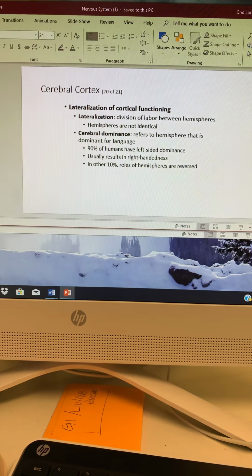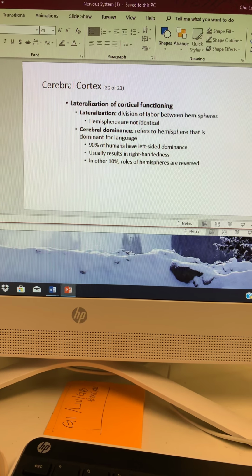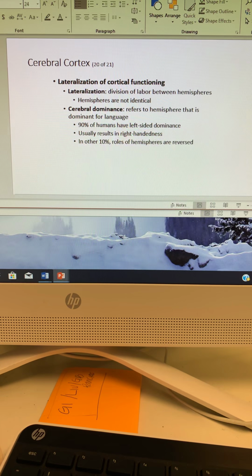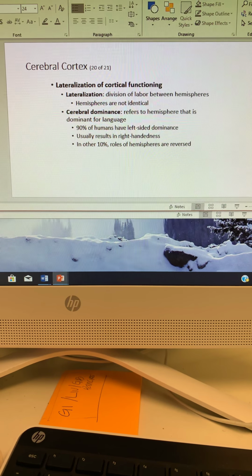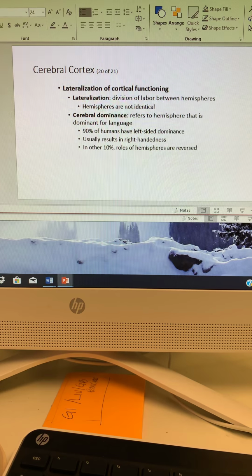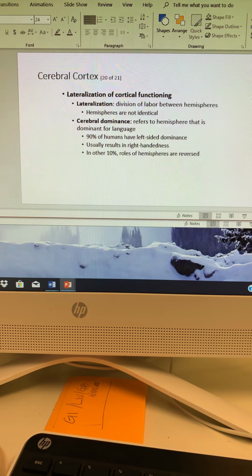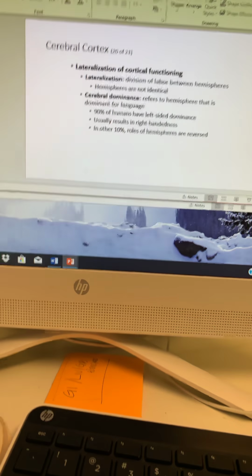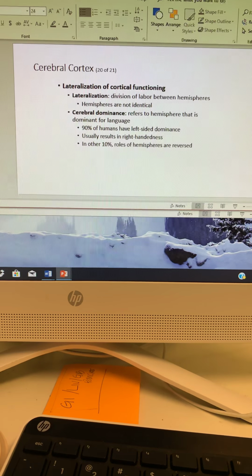Really quickly before we move forward, hemispheres are not identical. They're like sisters, not twins. Cerebral dominance refers to the hemisphere that is dominant for language. 90% of humans have left-sided dominance, which usually results in right-handedness. In the other 10%, the roles of the hemispheres are reversed.